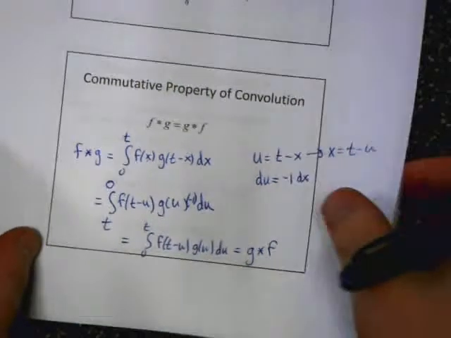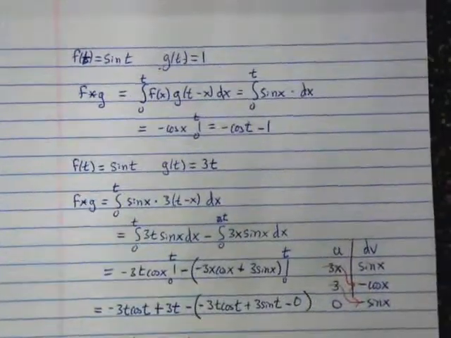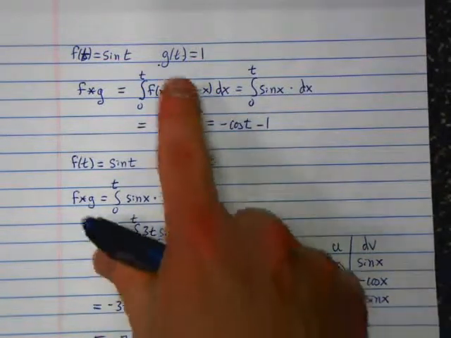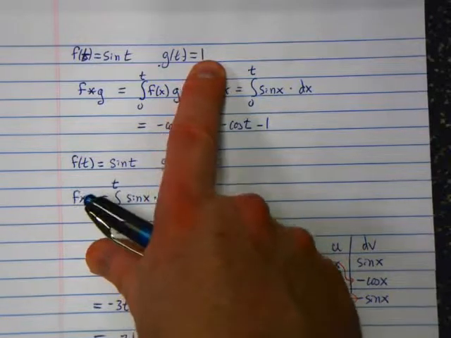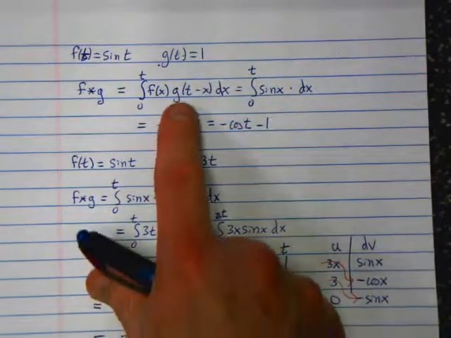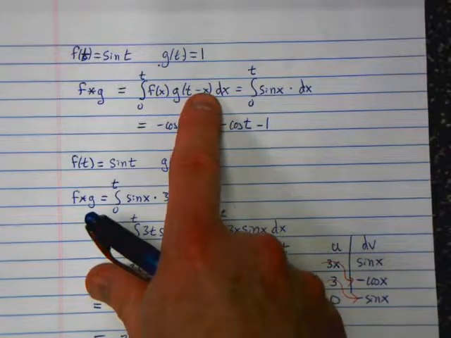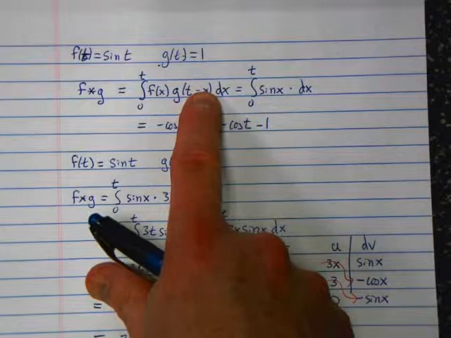All right, so you might have noticed that when I wrote these, I very carefully chose g of t to be the function 1. Why did I very carefully choose g of t to be the function 1? Because when I went g of t minus x, I wanted to have just 1.